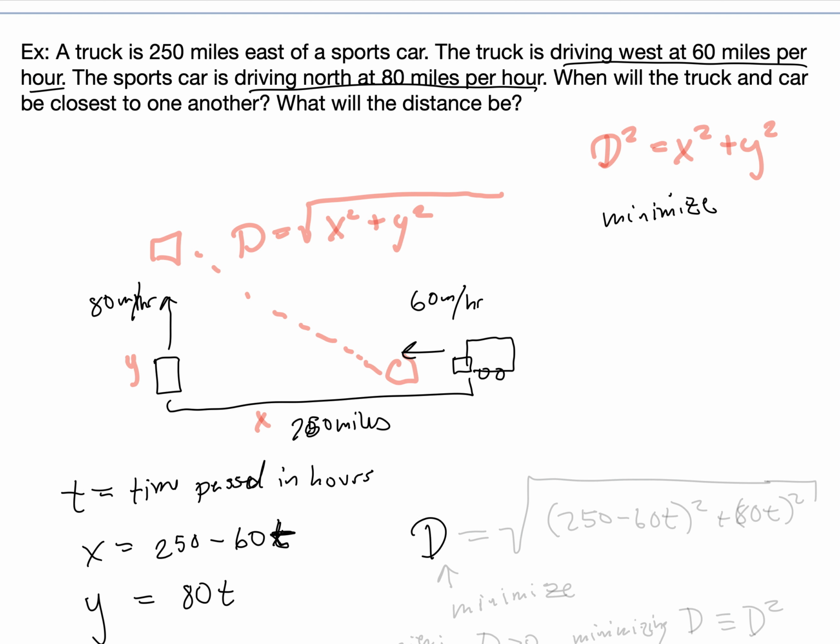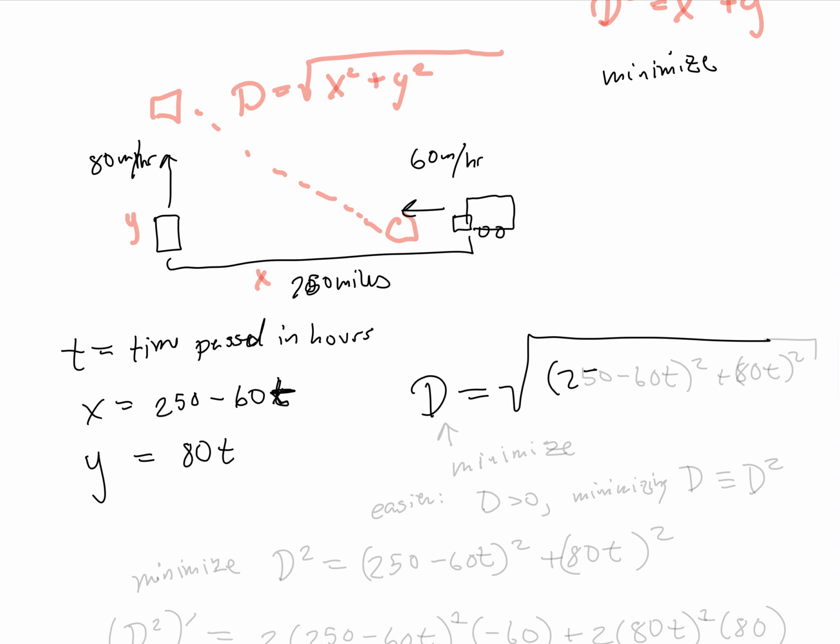So that means our distance is really the square root of (250 minus 60t) squared plus (80t) squared. The horizontal distance plus the vertical distance, each squared, and then square rooted. That is the distance, and that is what we want to minimize. We are trying to minimize the distance between these two vehicles. We could take our first derivative and go from there, but I'm going to make this a little bit easier on ourselves.